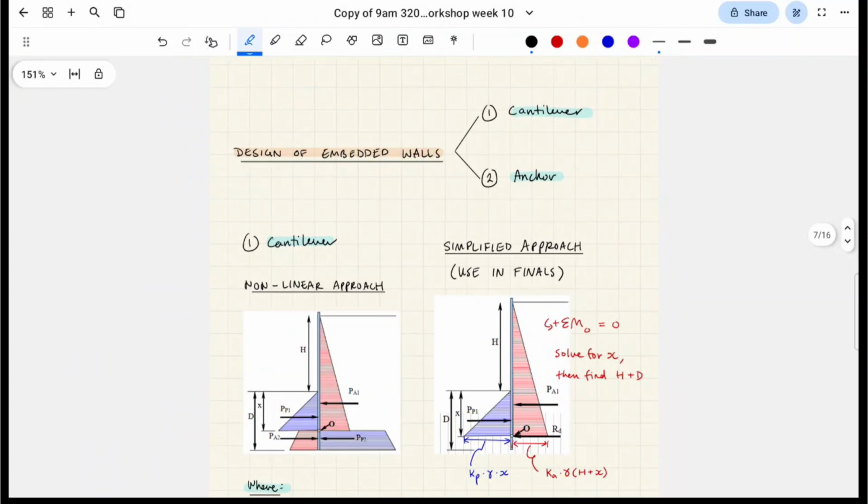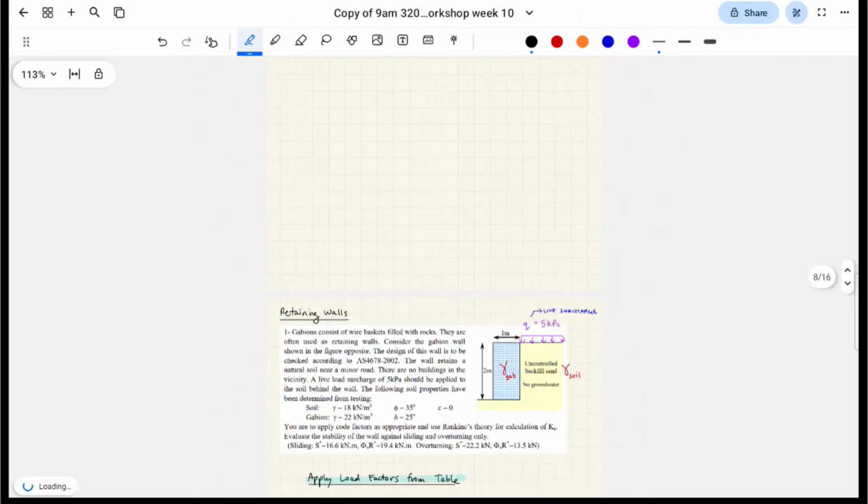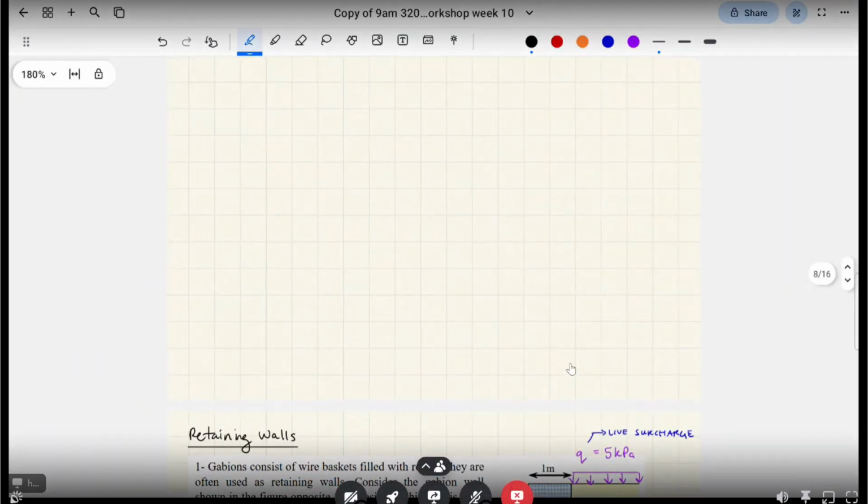So, am I going to touch on this? I'll touch on this at the very end, but let's do our quiz.